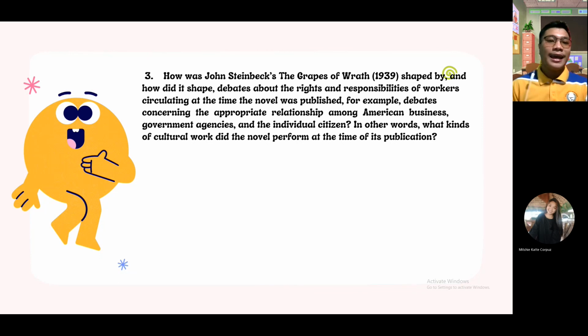The third one: how was John Steinbeck's The Grapes of Wrath in 1939 shaped by, and how did it shape, debates about the rights and responsibilities of workers circulating at the time the novel was published? For example, debates concerning the appropriate relationship among American business, government agencies, and the individual citizen. In other words, what kinds of cultural work did the novel perform at the time of its publication? Next slide.